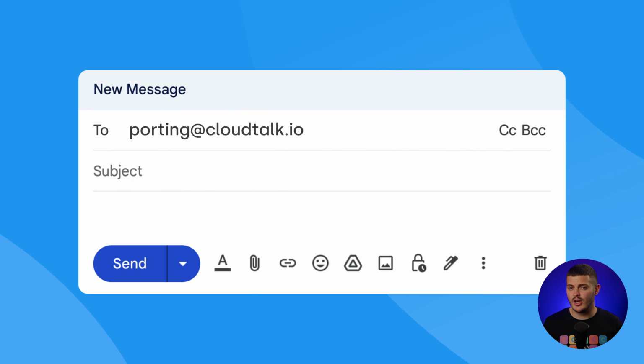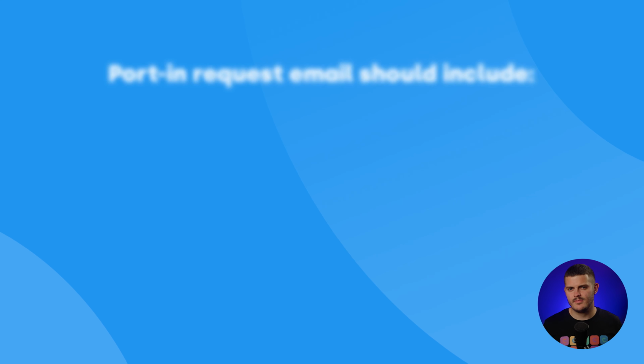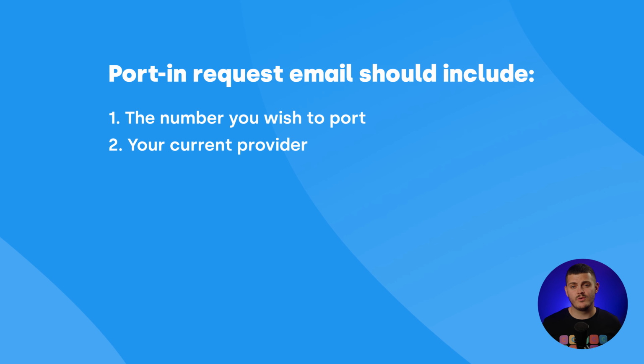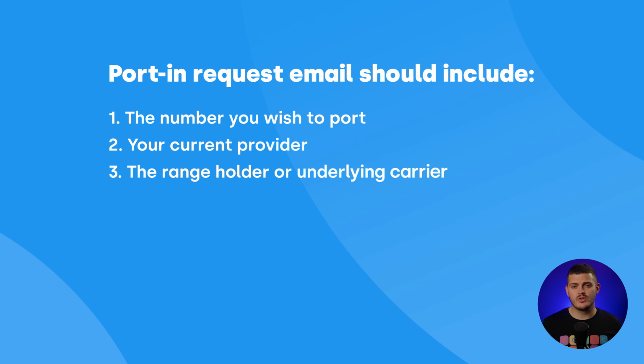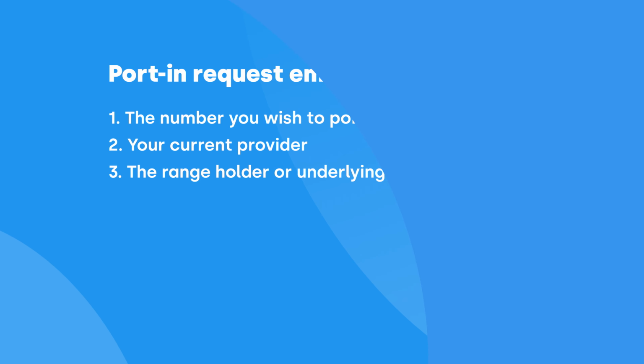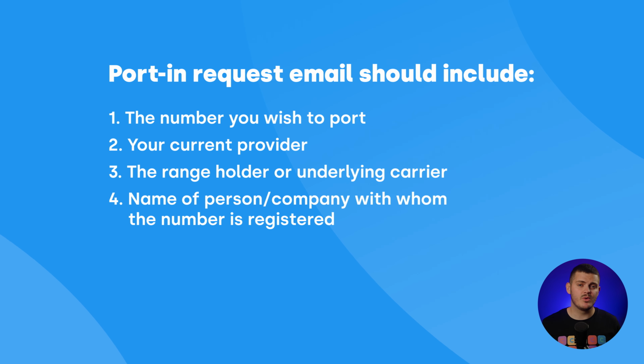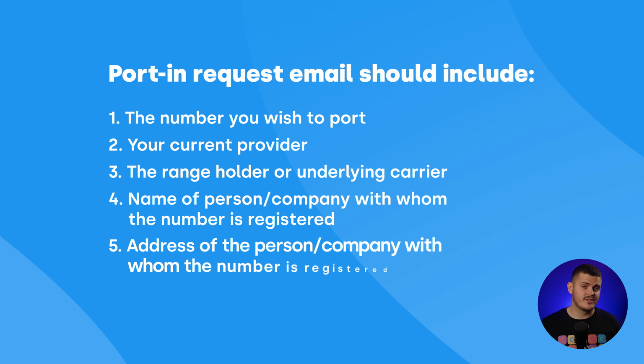In your initial number porting request email sent to porting@cloudtalk.io with the subject line porting request, you'll want to include the following information: the number you wish to port, the current provider from which you'd like to port your number, the range holder or underlying carrier. If you're coming from another VoIP platform, your service provider will likely have another underlying carrier that they're using, the name of the person or company with whom the number was previously registered, the address of the person or company with whom the number was previously registered. Take special care in ensuring these last 2 points are filled out correctly. Incorrect information regarding the name and address here can result in significant processing delays.